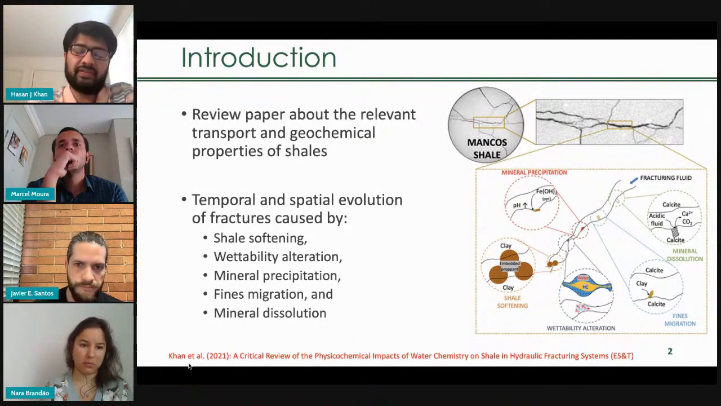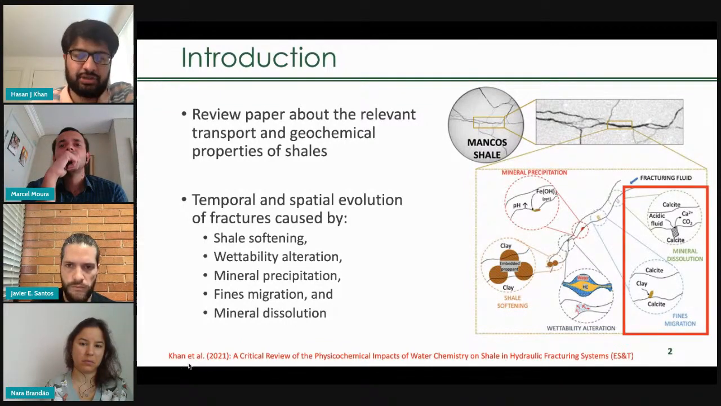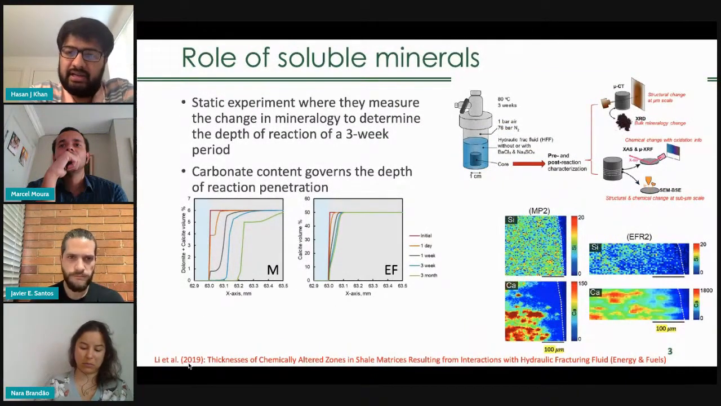In shales, there are other mechanisms, such as mechanical mechanisms like compaction and creep, that are also very important parameters. But for this work, we are interested in the geochemical properties of the rock. Some work in this regard has been performed at the SLAC National Laboratory in California.